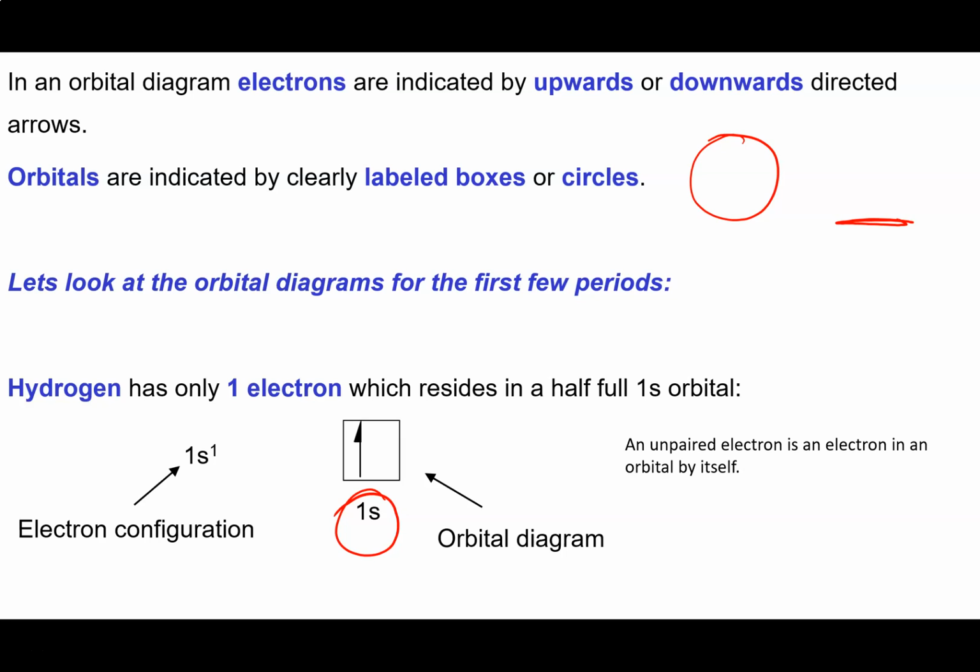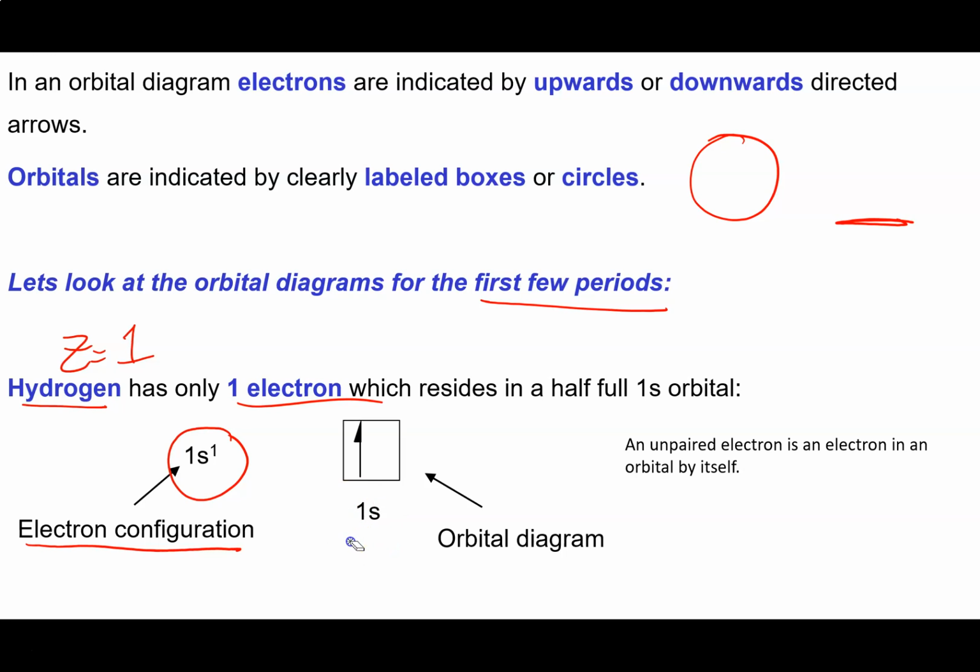And so we'll do a couple of periods of this like we did for electron configurations. So we'll begin with hydrogen. Hydrogen has atomic number 1, so that means it has 1 electron. So its electron configuration is 1s1. So you want to be aware of that. That's the electron configuration, not the orbital diagram.